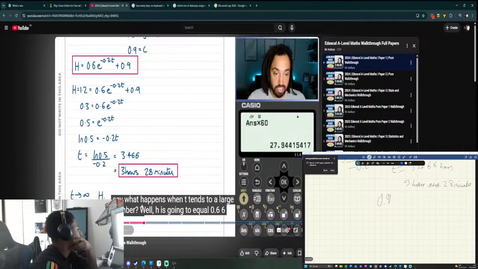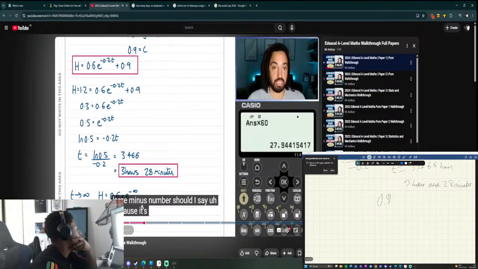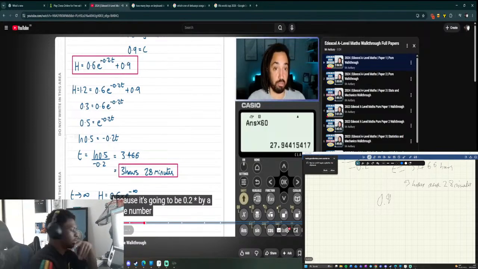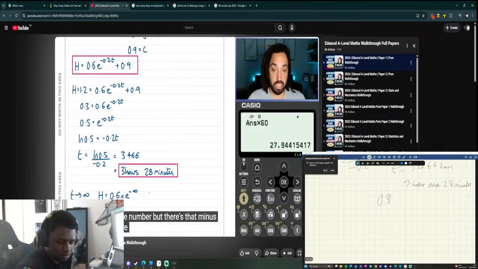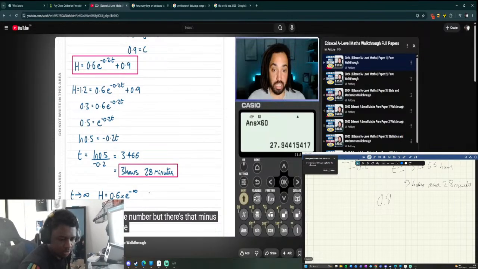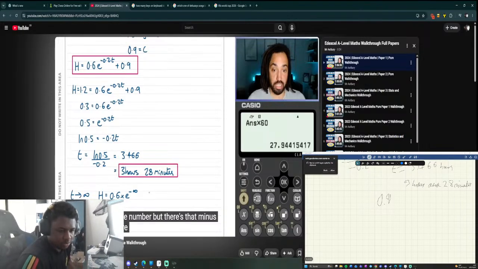Actually, what we're going to do is go to a large number, to a large minus number, should I say, because it's going to be 0.2 times by a large number, but there's that minus there. So e to a large negative number is going to tend to 0. Anything to a large negative number tends to 0. 2 to the power of negative 100, yeah, that'll do. It's 0.